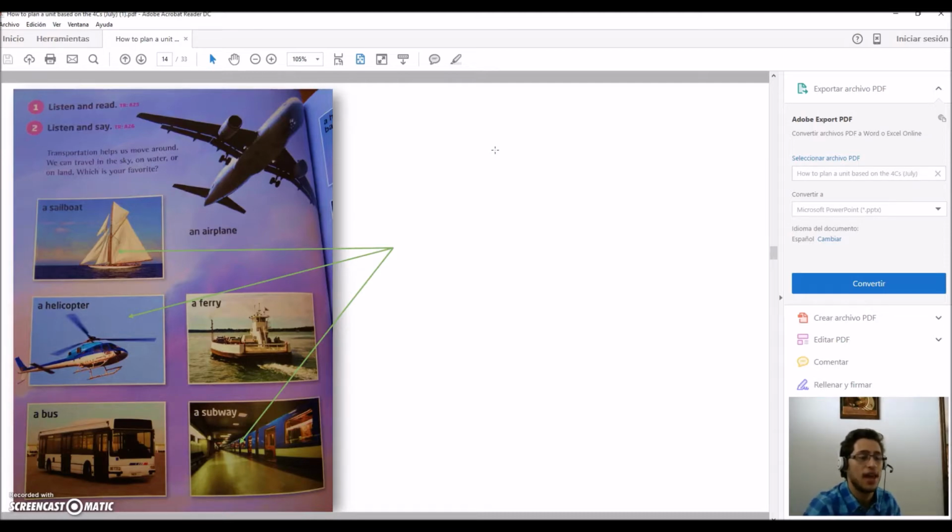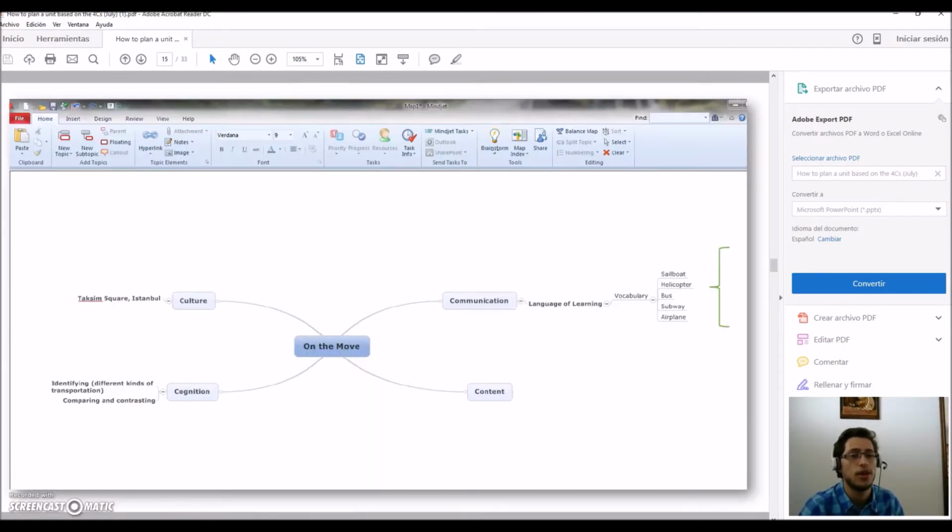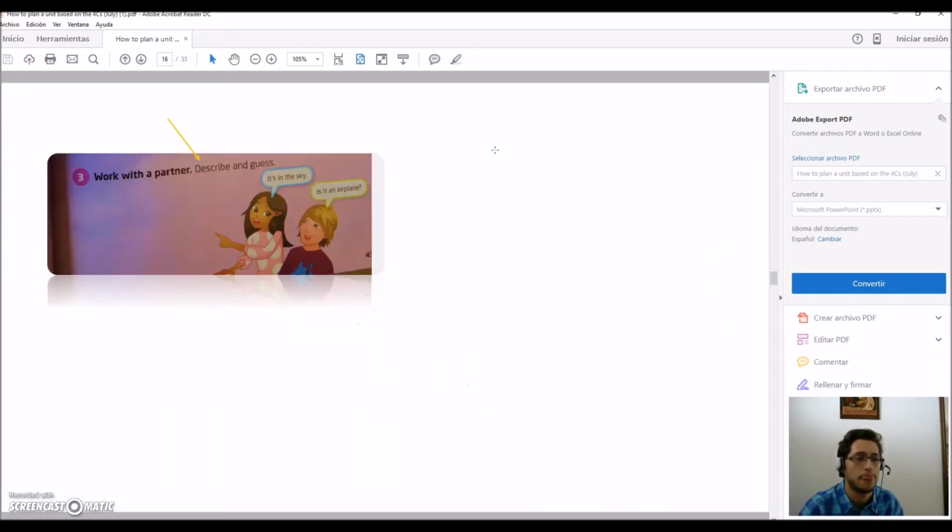I continued, and in the following page, I found some vocabulary. Do you remember the category for vocabulary? Yeah, that's communication. But remember that communication has three subcategories. Do you remember the appropriate one for vocabulary? That's language of learning. Good. So I went to the map again, and I put all of the vocabulary that students are going to learn in this subcategory.